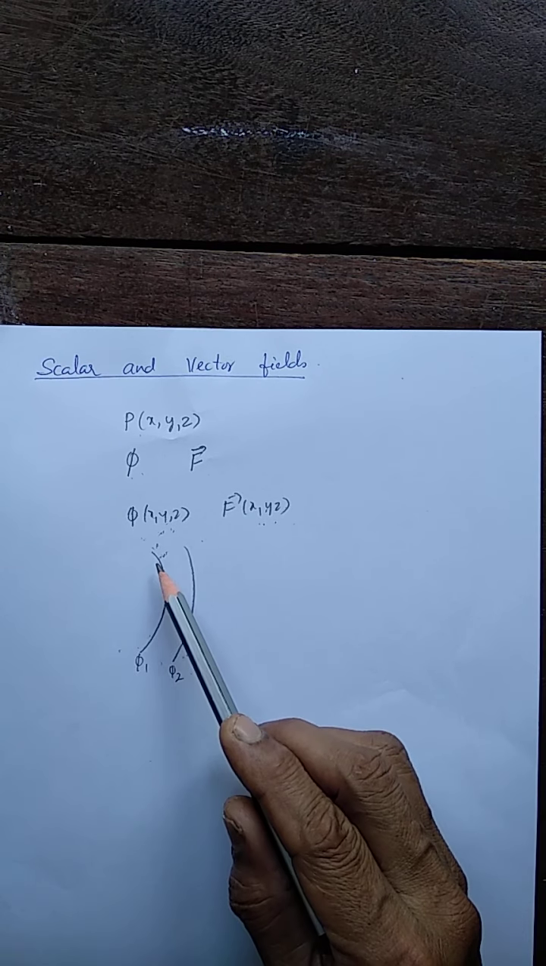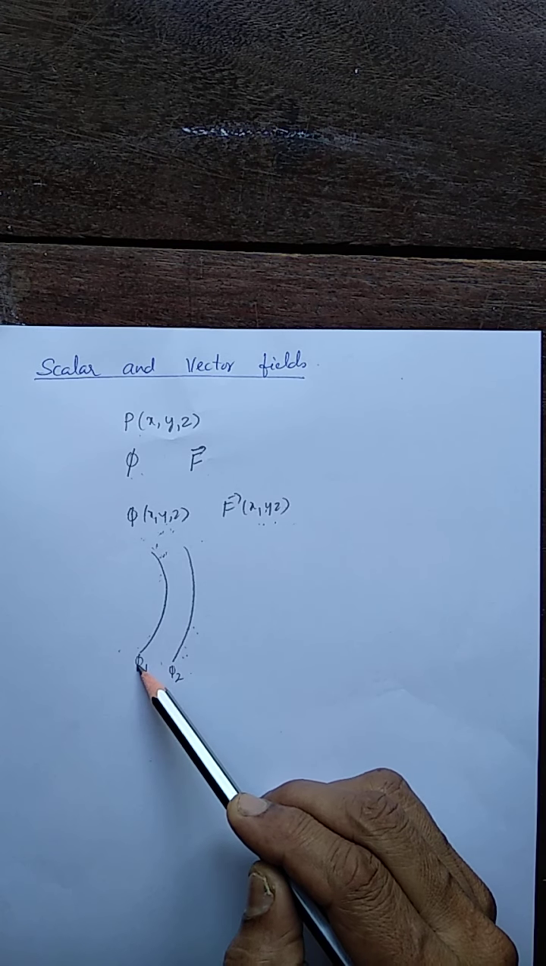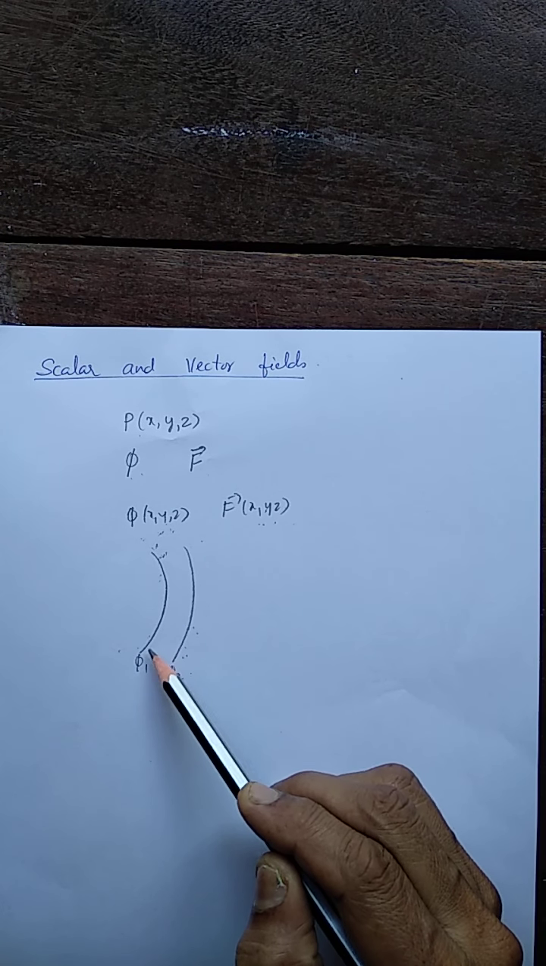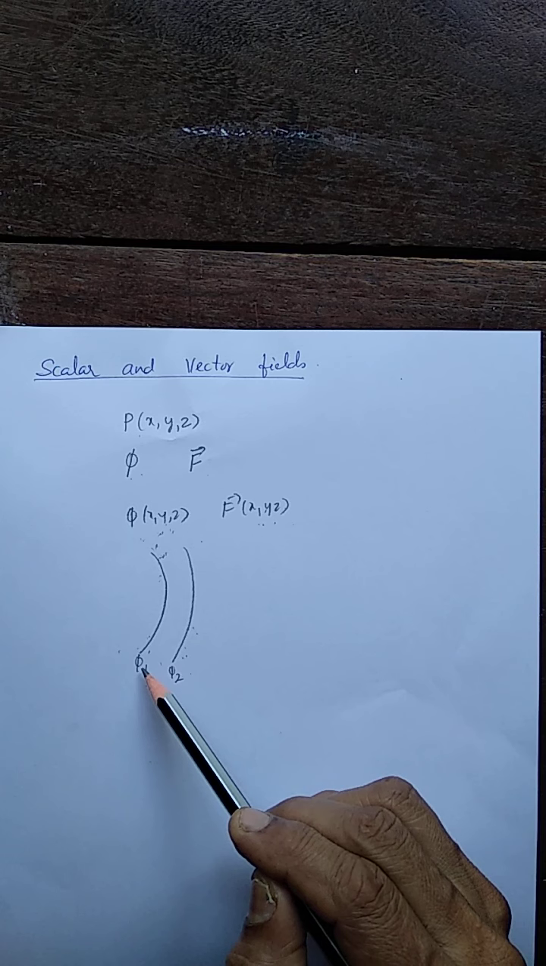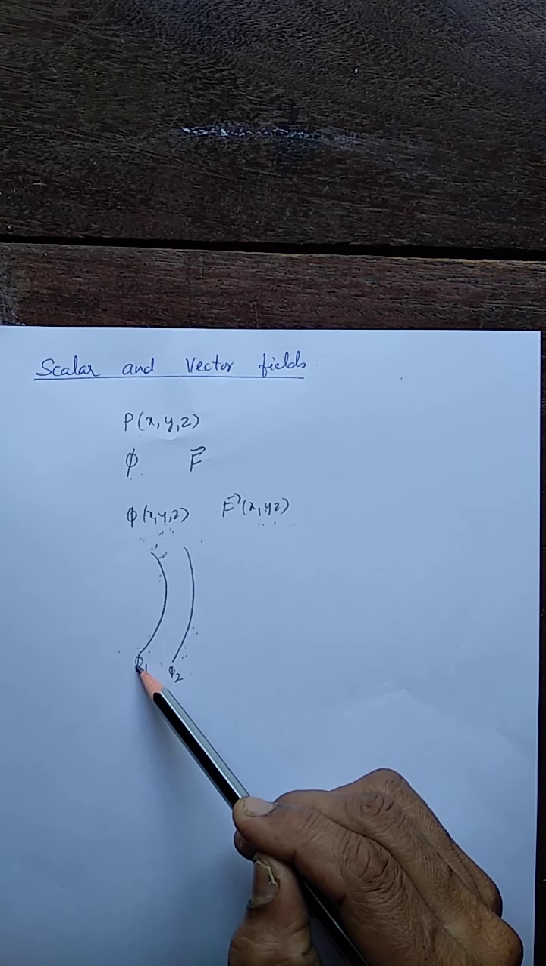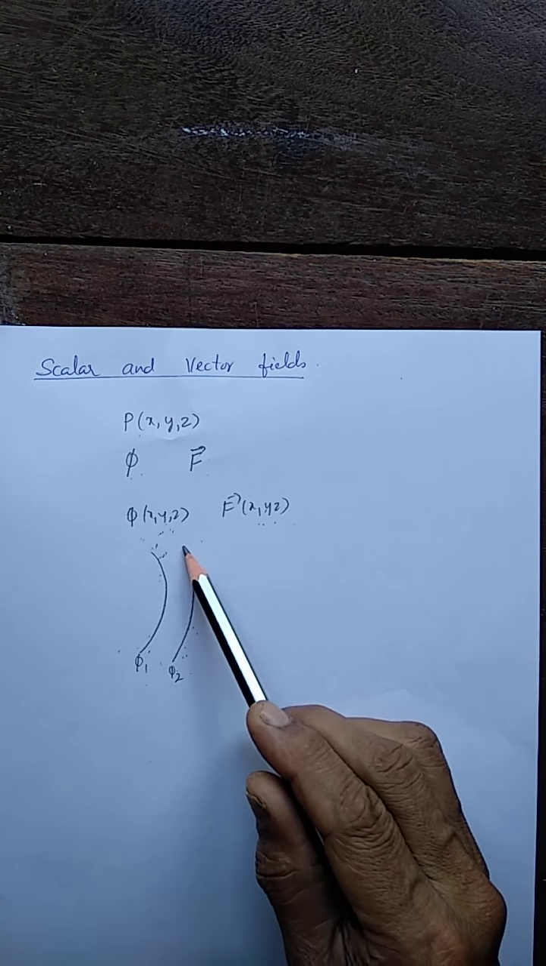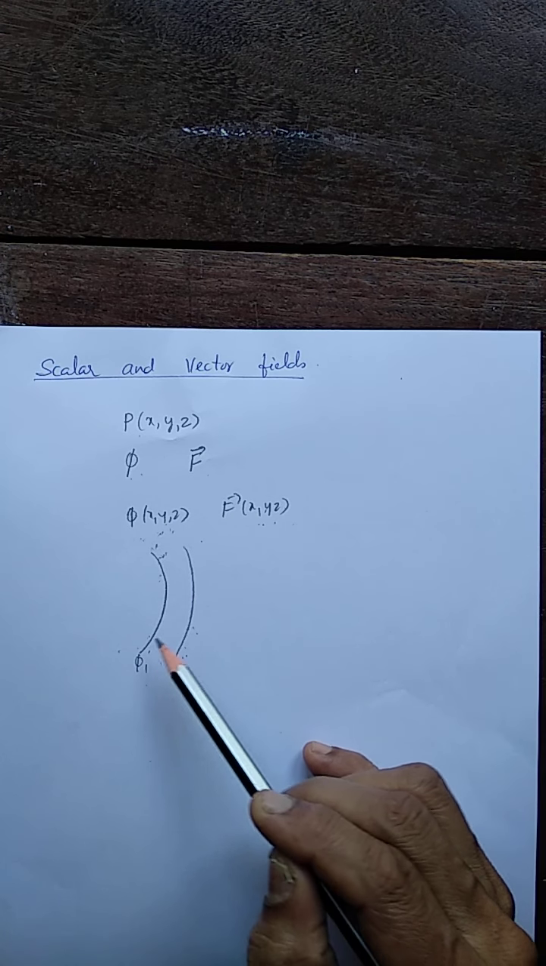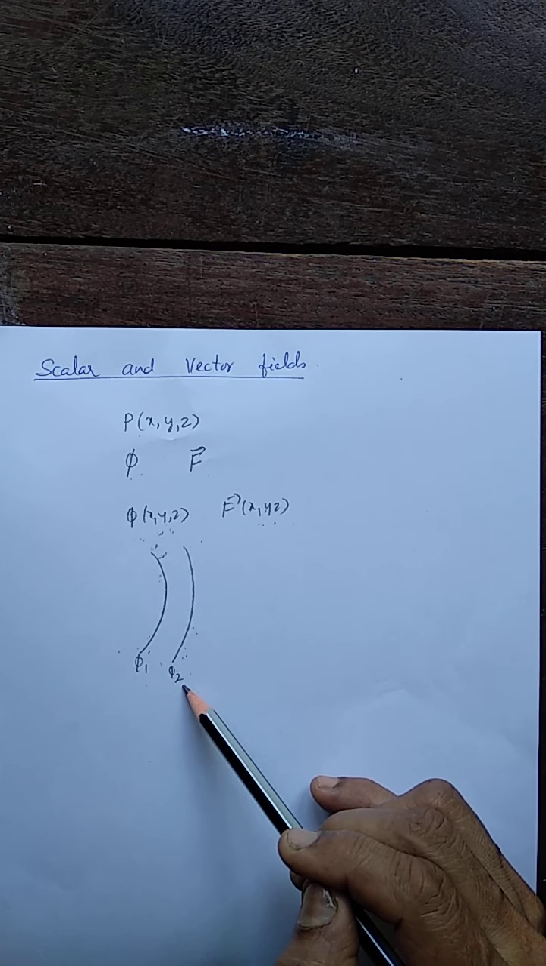What's the meaning? The temperature on a level surface remains constant. Isothermal, temperature remains constant. So phi 1 is the same at all the points on the surface. Similarly, phi 2 is the same at all the points on its surface. These are the isothermals, phi 1 and phi 2.